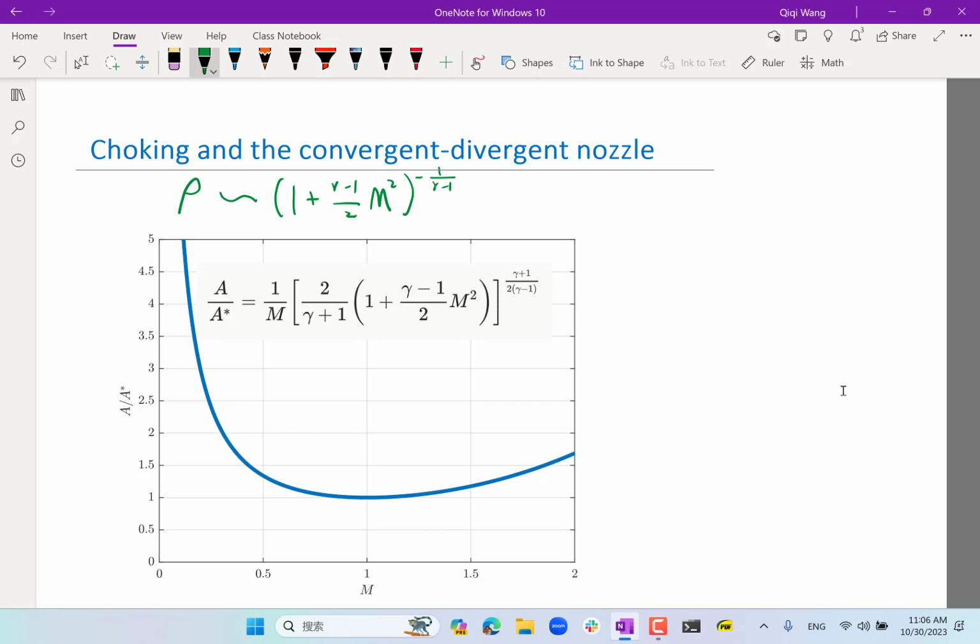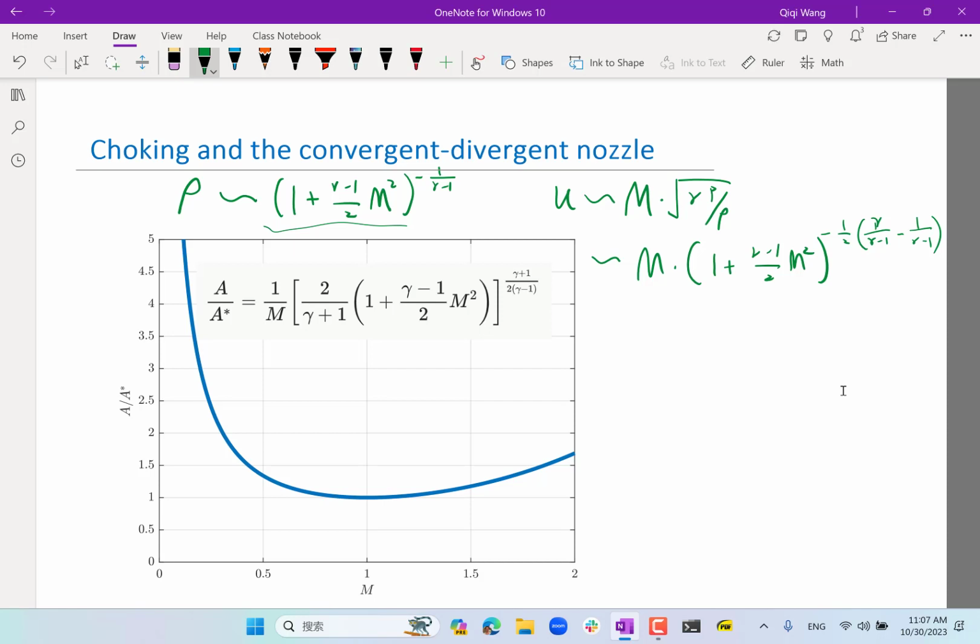And the density, being the pressure to the power of 1 over gamma, turns out to be proportional to the same thing to the power of 1 over gamma minus 1. Okay, so since density goes like this, and the velocity is going to be the Mach number times the speed of sound, which turns out to be the square root of gamma times p over rho, and both p and rho can be written in this form, that turns out to be the Mach number times 1 plus gamma minus 1 over 2 M squared. When we take the square root, it becomes a half in the exponent, and the pressure gives gamma minus 1, and the density gives 1 over gamma minus 1. So that's what it turns out to be.